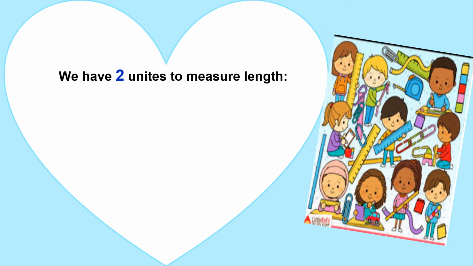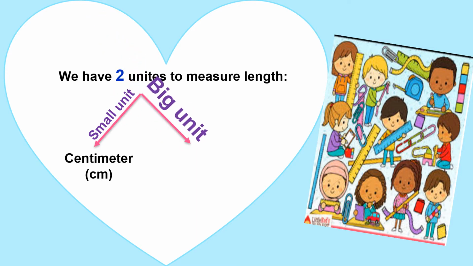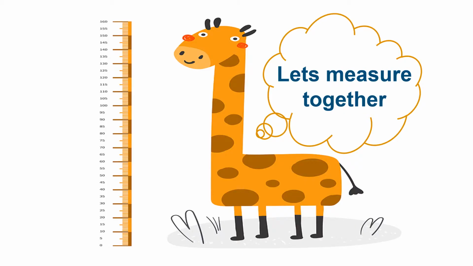We have two units to measure length. The small unit we call centimeter, and its abbreviation is cm. And we have a big unit, we call it meter, and its abbreviation is m. Let's measure together.